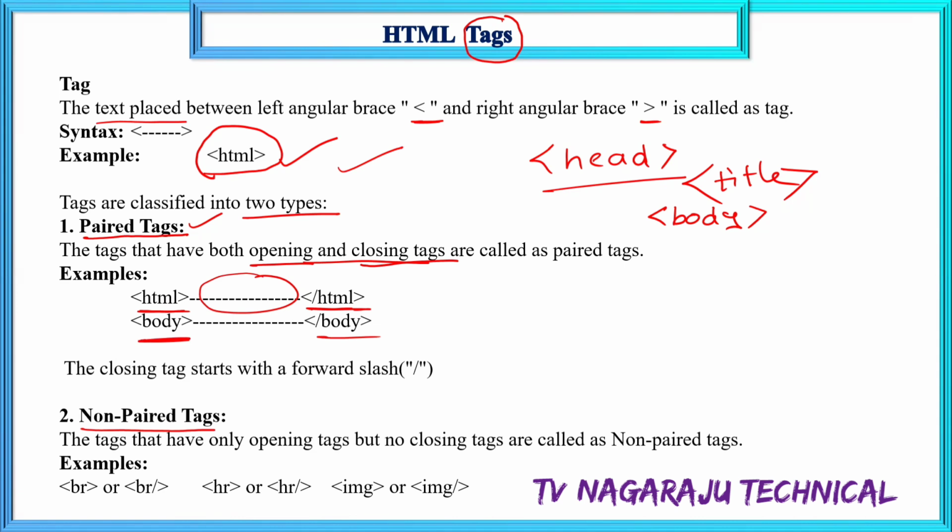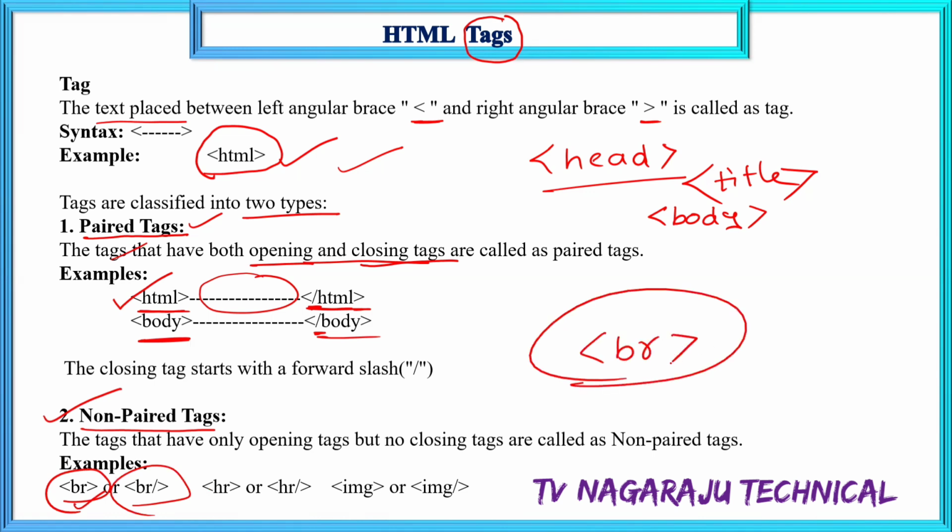And remember one thing: how do you differentiate open and close? In an opening tag, we directly write the text, but in a closing tag, before the text you write a forward slash. If you write a forward slash, that is called closing. Okay, paired tag. Next one is the non-paired tag, which means just the opening. Either write this one or this one, not a problem. You can write in any fashion, for example just br. This is right. For such types of tags, closing is not required at all.